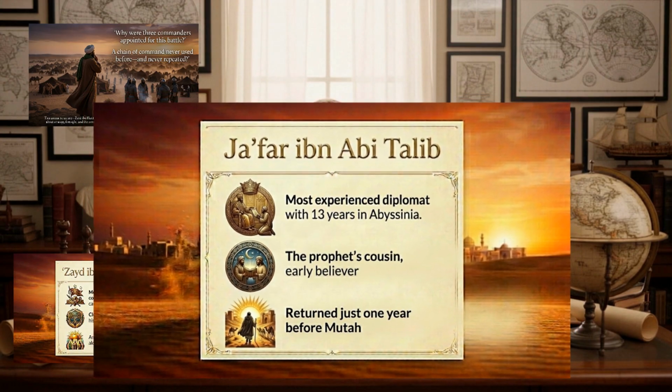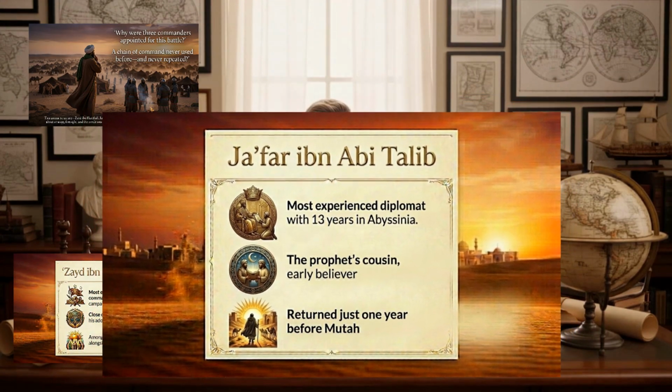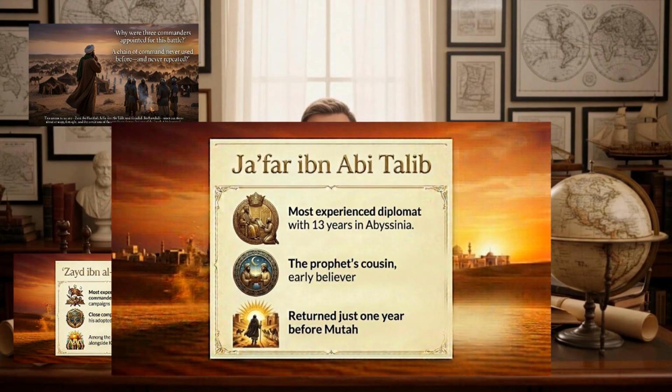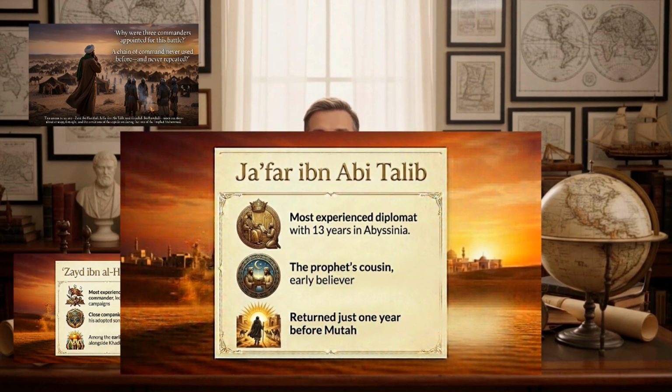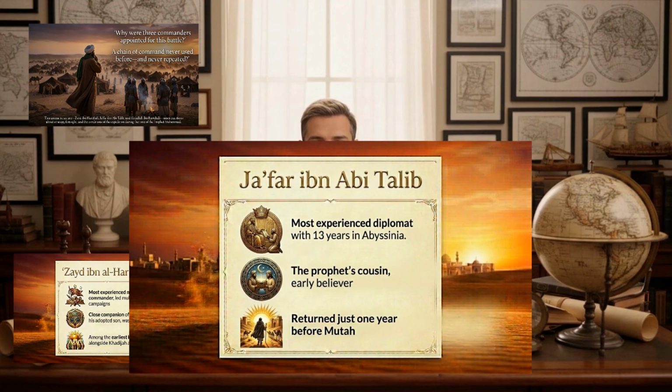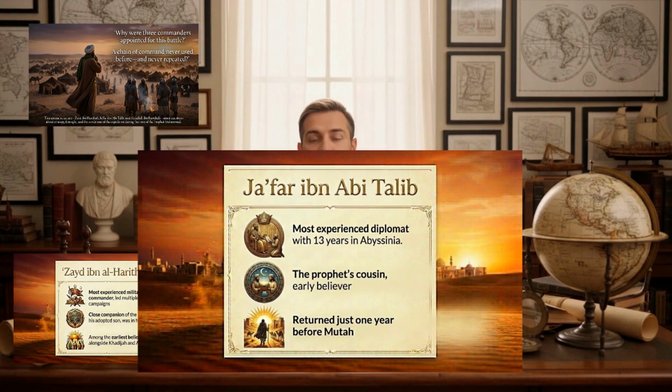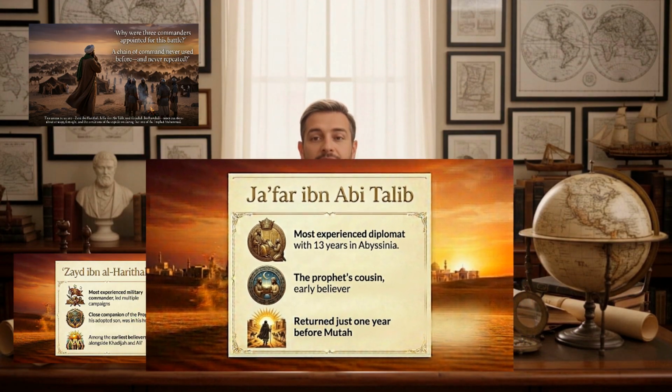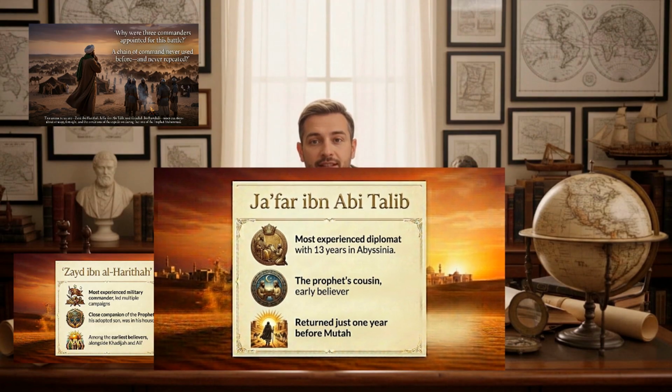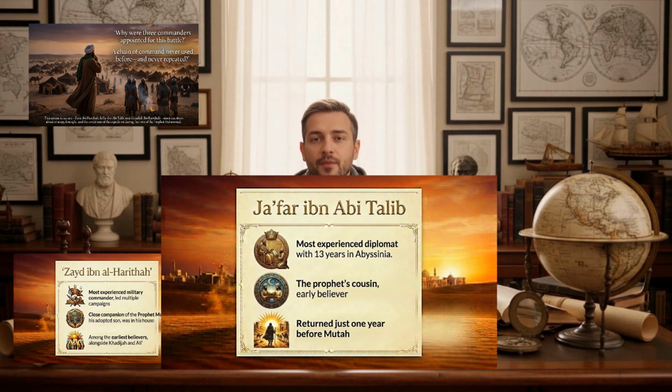In practice, Ja'far effectively led the Muslim community in Abyssinia. He managed their affairs, helped organize their daily life, and maintained their religious practice in a foreign land under a just non-Muslim ruler. During this period, he also built a family, and his children were born there.